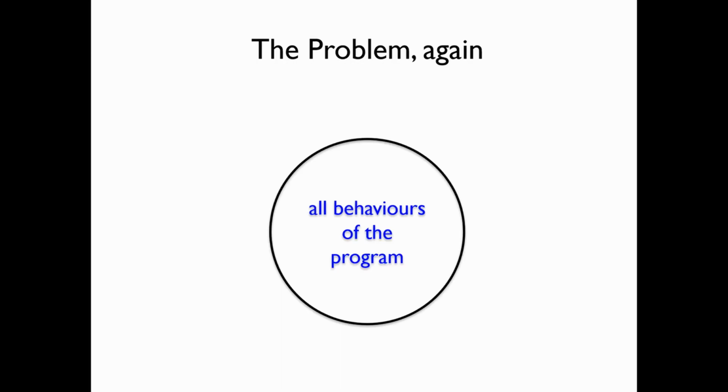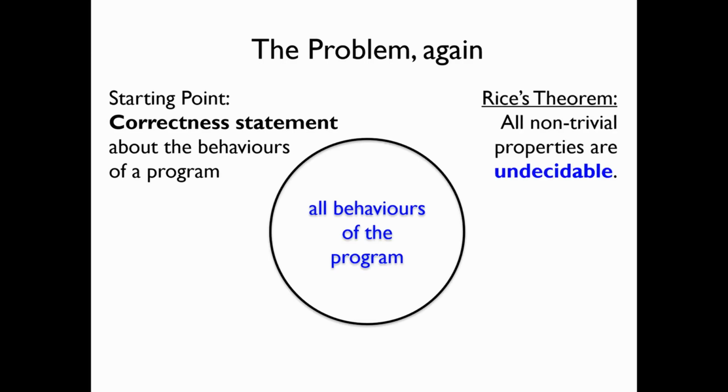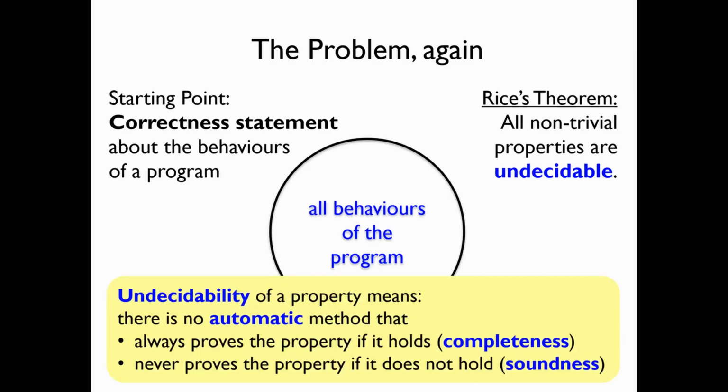Back to the foundations. Before we introduce our favorite method, let us repeat some fundamental insights we have gained in the introduction. We are interested in proving some correctness claim about a program. Rice's theorem says that all non-trivial program properties are undecidable. And undecidability of a property means there's no automatic method that always proves the property if it holds, this is completeness, never proves the property if it does not hold, that is soundness. The question is, how do we get out of this seemingly hopeless situation?